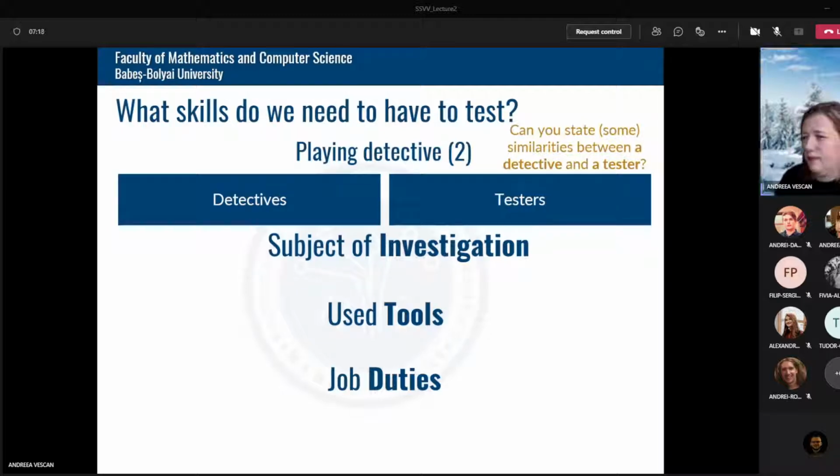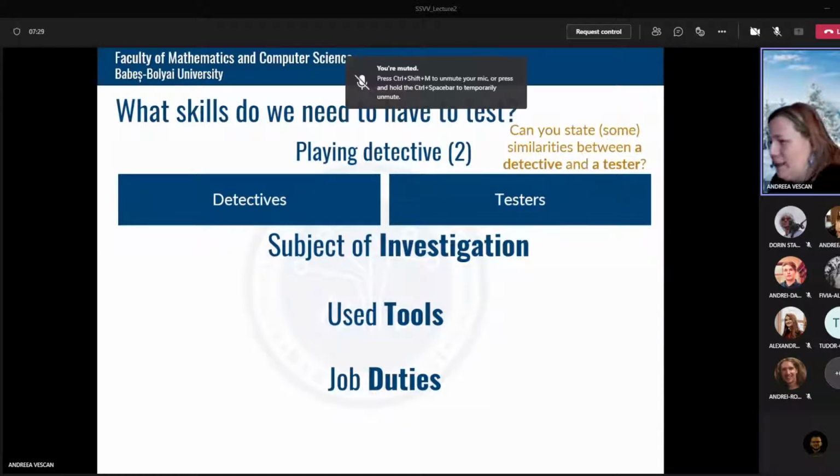The most important one, the coffee. The coffee, yes, very good. Yes, I think that both use coffee, right? What other tools? Tools that they use in the investigations.